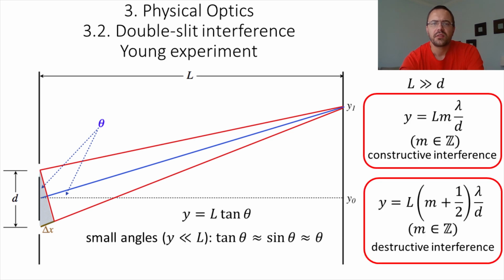Now, these formulas that we have seen so far give us the position of the bright fringes with maximum intensity and the position of the dark fringes with zero intensity. But what is the intensity in between, right? At intermediate angles, at intermediate positions. In the next part, we will consider the intensity at any position on the screen.